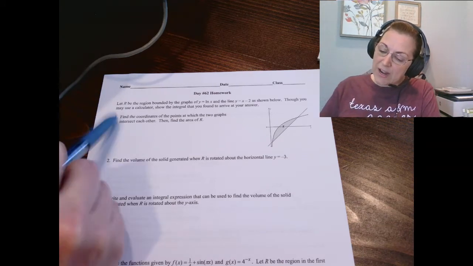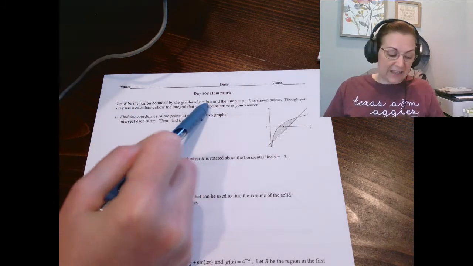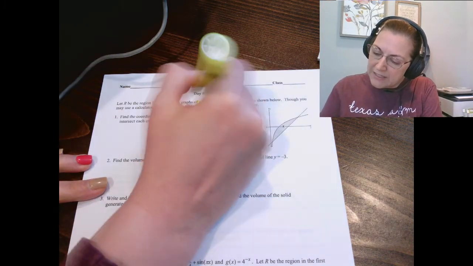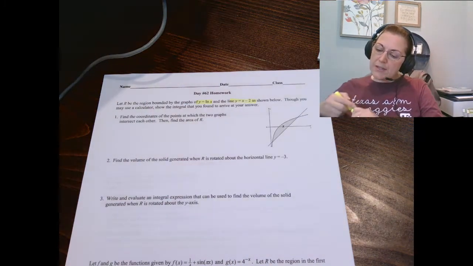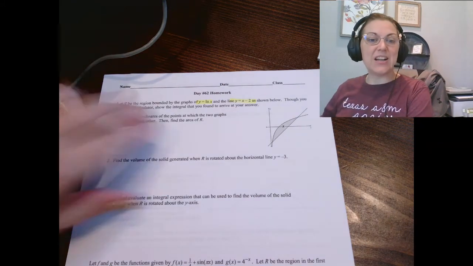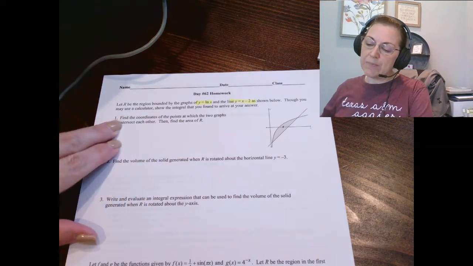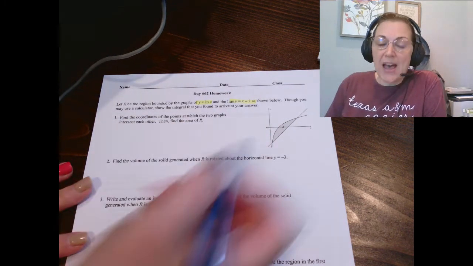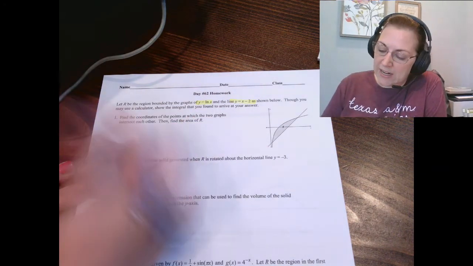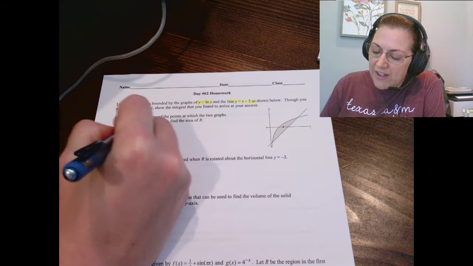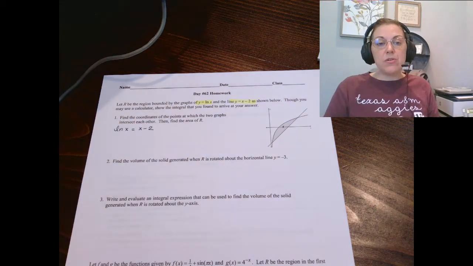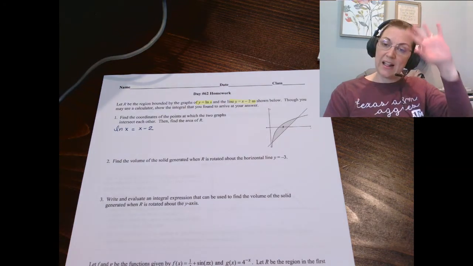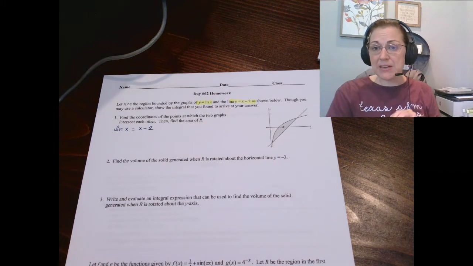Let's see, we're looking at the region bounded by the ln of x and the line x minus 2. We want to be sure we can use a calculator to show our answer, but we want to show the integral. So we want to find the coordinates where the two graphs intersect each other. That is where we are taking the two equations and setting them equal to each other. Ln of x equals x minus 2. Now, when you go to a graphing calculator, this is where you're going to look for the intersection of these two. So I'm going to put ln of x in y1, x minus 2 in y2.